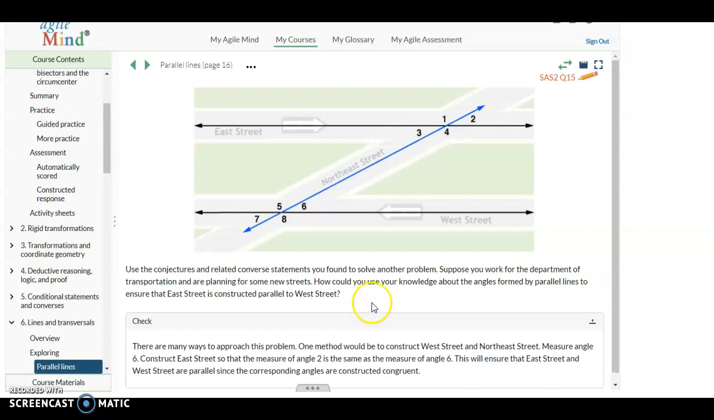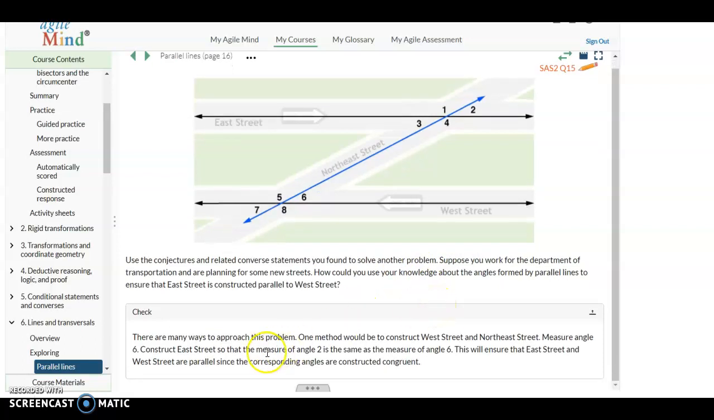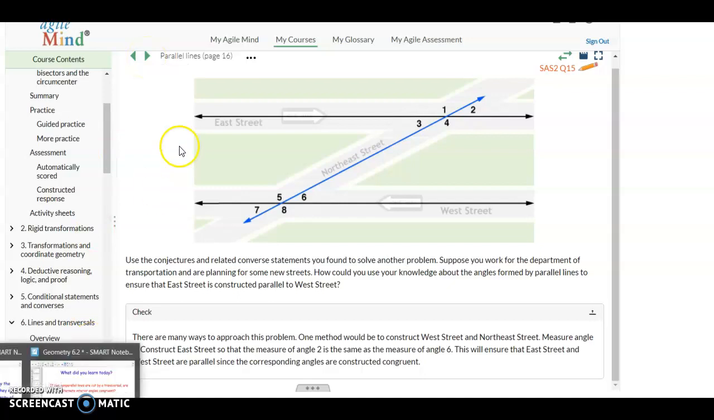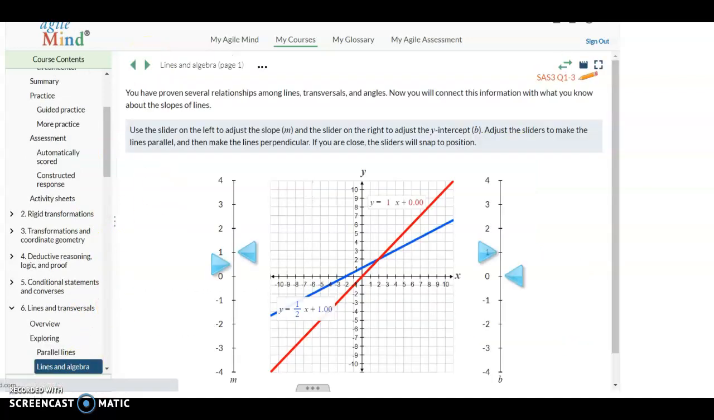So the example that they gave, it looks like, was the one that I started off with. It says one method would be construct West Street and Northeast Street so that the measure of angle 6 is known, and then construct East Street so that angle 2 is the same measure as angle 6. And since those are corresponding angles and congruent, then that would mean West Street and East Street had to be parallel. All right, so that concludes our notes.